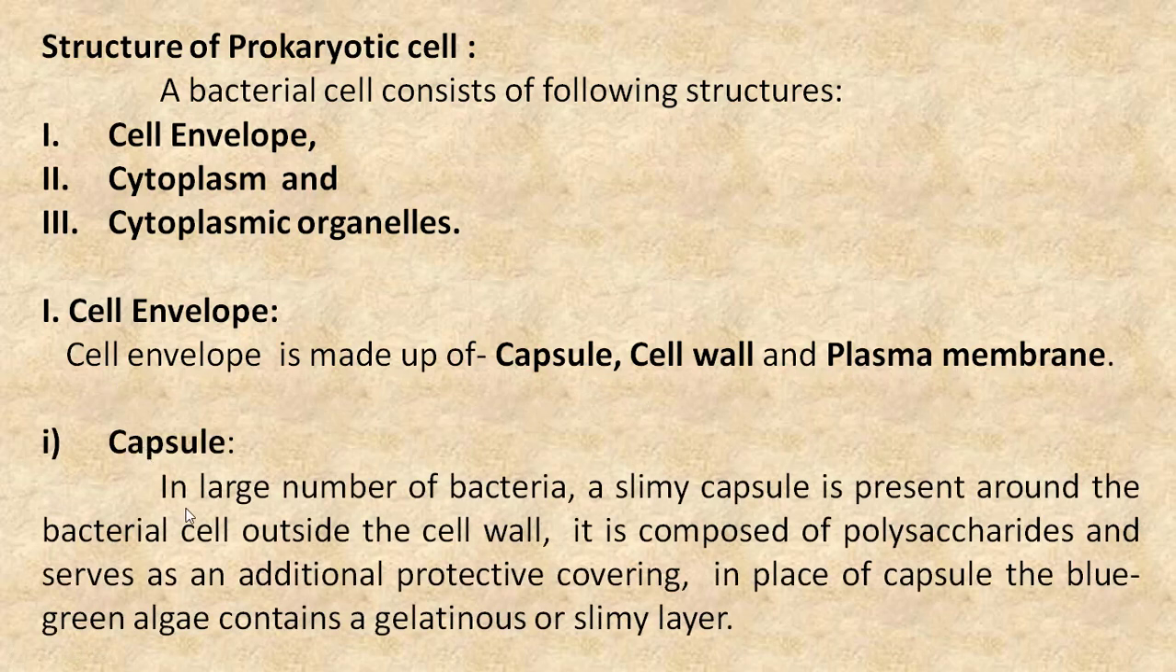First, the capsule. In a large number of bacteria, a slimy capsule is present around the bacterial cell outside the cell wall. It is composed of polysaccharides and serves as an additional protective covering. In place of capsule, the blue-green algae contains a gelatinous or slimy layer.